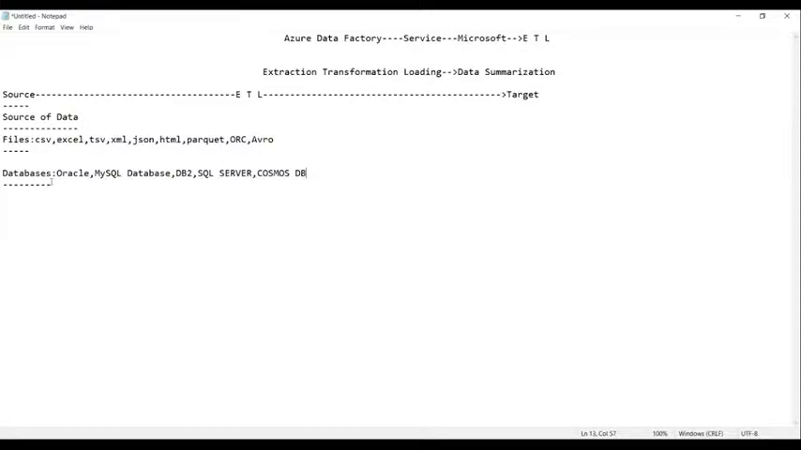So that means we can get the data from even the databases, that is Oracle, MySQL database, SQL Server, Cosmos DB, MongoDB, etc. Apart from this, we can also get the data from what? Can you tell me now, guys?